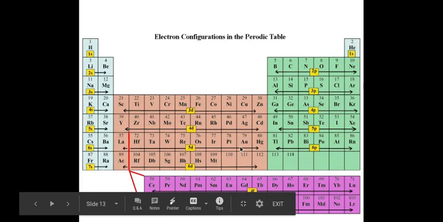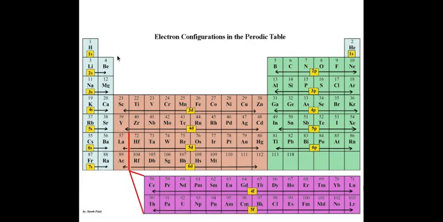Thankfully, the solution is in the periodic table. So if we know that this is the S block, and we know that this is the P block, and this is the D block, we just follow along with what the periodic table tells us. It tells us the order. If you know your number line, you know the order. 1 comes before 2, and then 3, and then 4, and then 5, and 6, and so on. So that's pretty easy to follow.